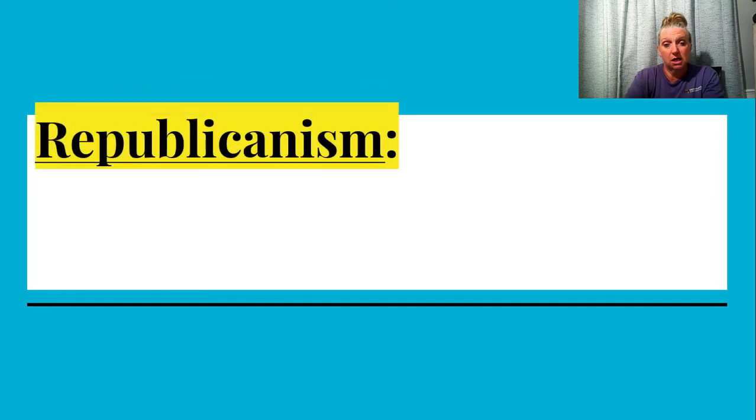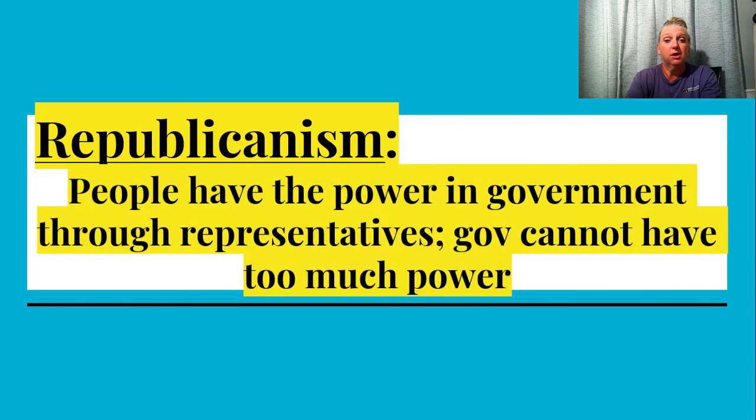Now this one is not on your paper, but this one gets included a lot as a principle of the Constitution. So you might want to write it off to the side somewhere just so you have it. But republicanism is people have the power in government through representatives. So government can't have too much power. This is about how we're a republic, and how we establish that we're a republic in the document, the Constitution.